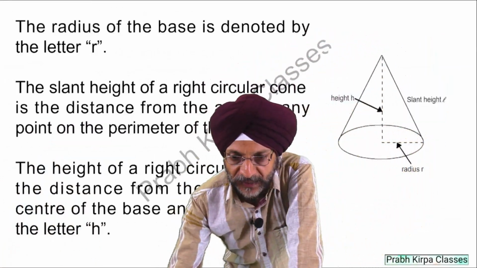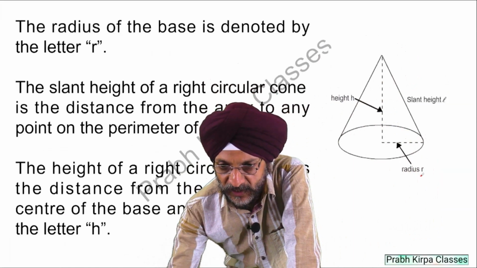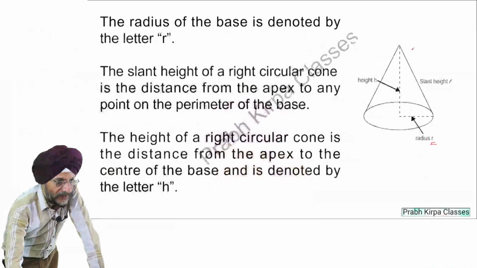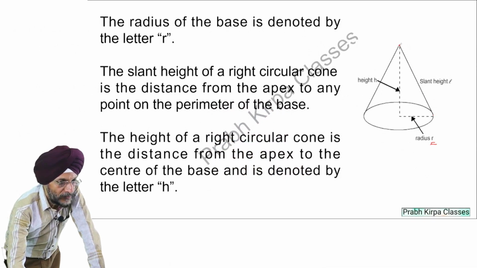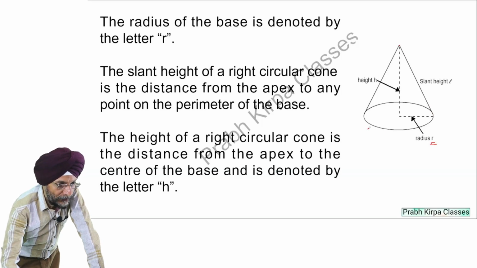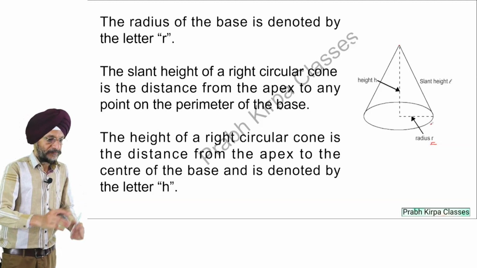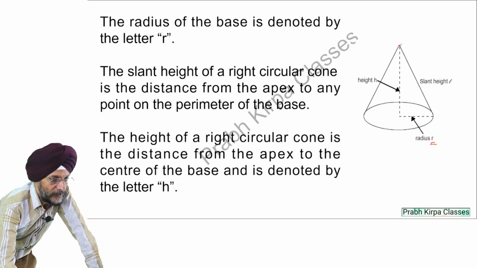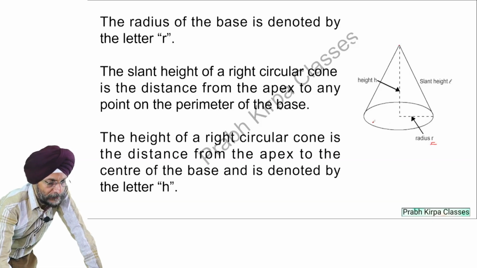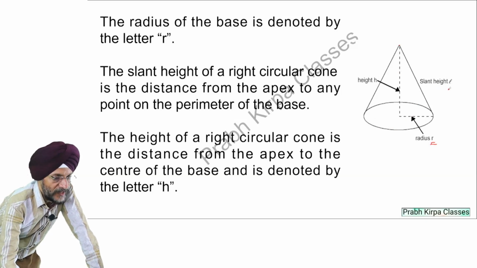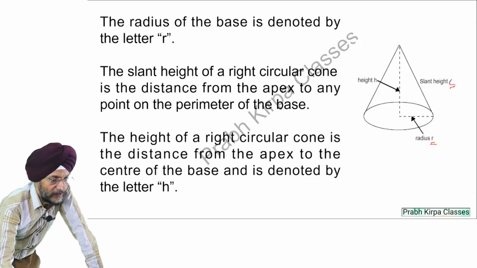Now the radius of the base is denoted by the letter R. The slant height of the right circular cone is the distance from the apex to any point on the perimeter of the base. Perimeter means the boundary line of the base. It means that if we measure the distance from the apex, that is the pointy part, to any part on the perimeter of the base, it will be the slant height, which will be denoted by L.